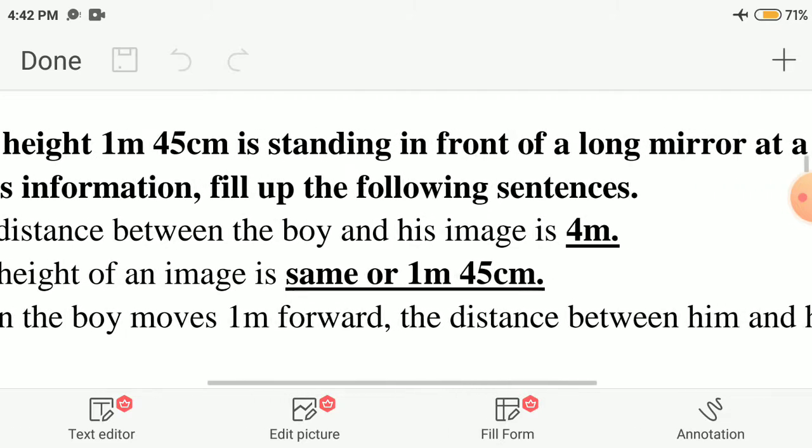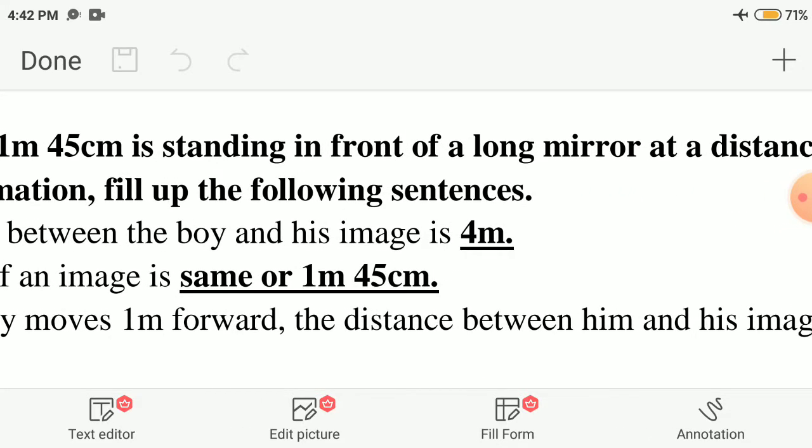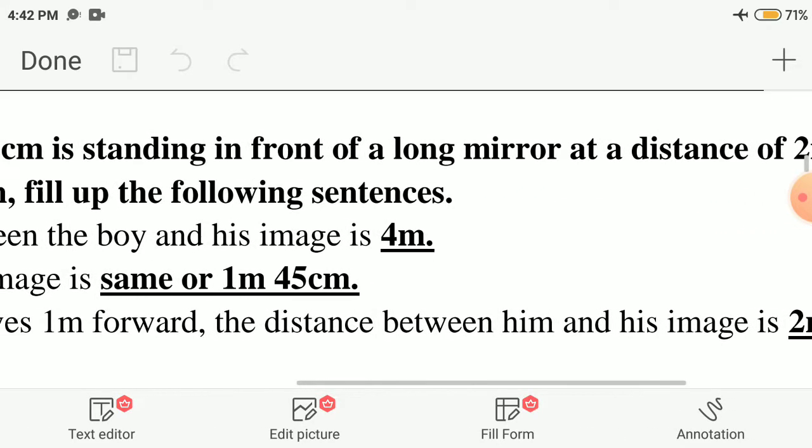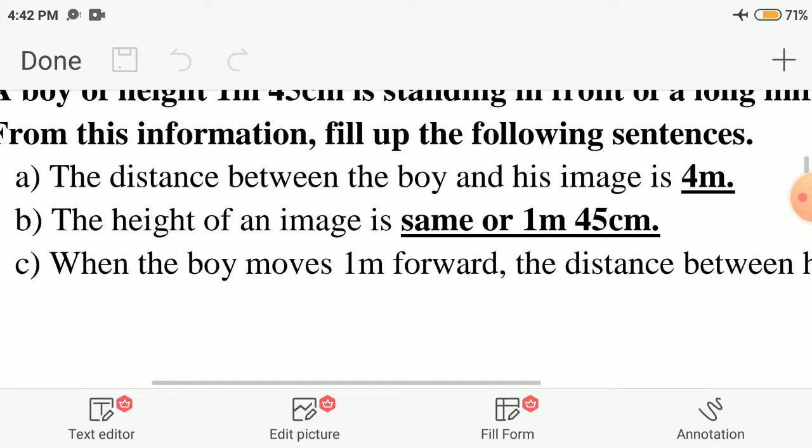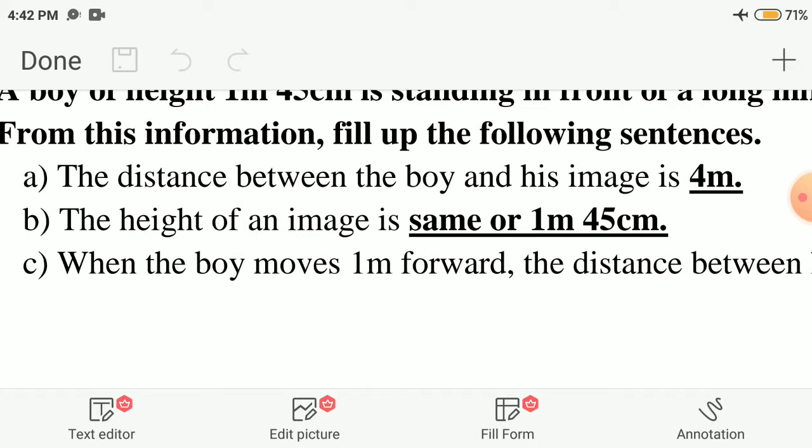The boy's height is 1 meter 45 centimeter. The long mirror is at a distance of 2 meter. Here the distance between the boy and his image is 4 meter. The height of the image is the same as the boy's height, 1 meter 45 centimeter.